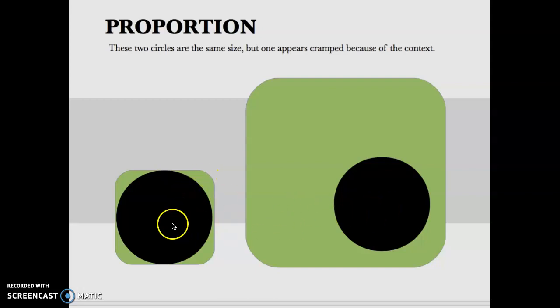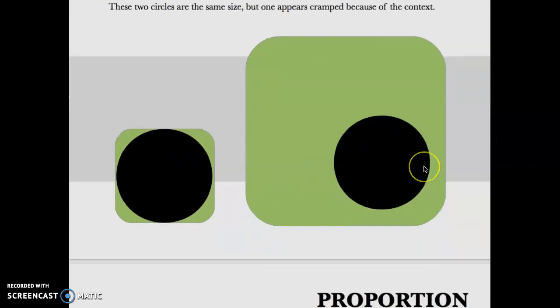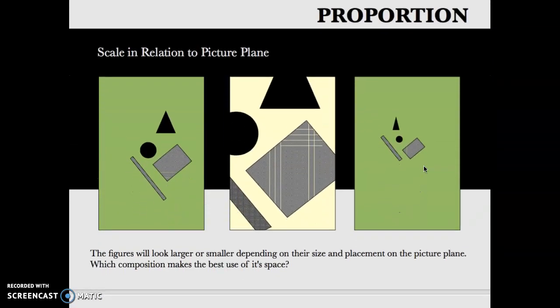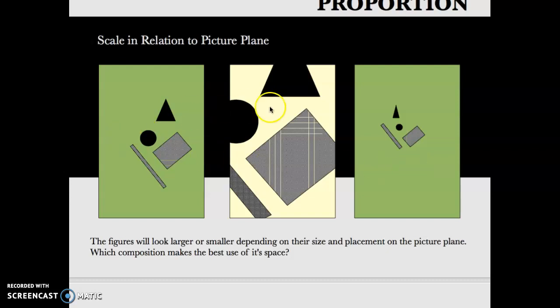These two circles are actually the same exact size, but one looks very cramped because it's next to, in proportion with something equal to it, whereas another circle does not look cramped. So this is a good example of proportion. We've got three different canvases here. Small in a large, a medium in a large, and a large on a large.